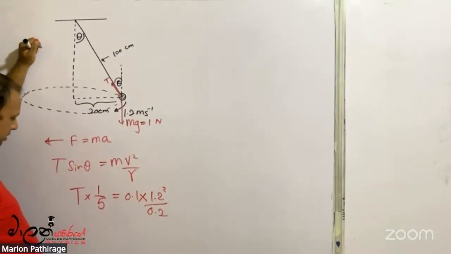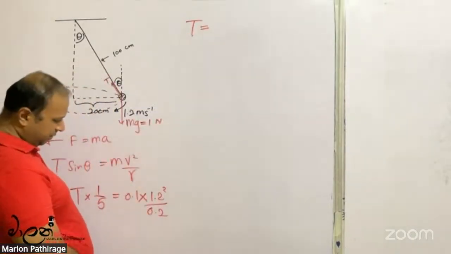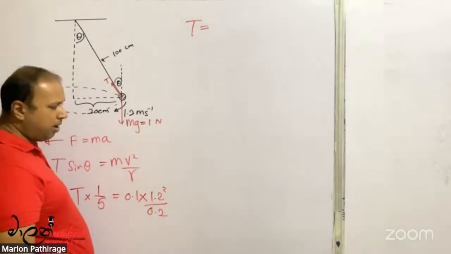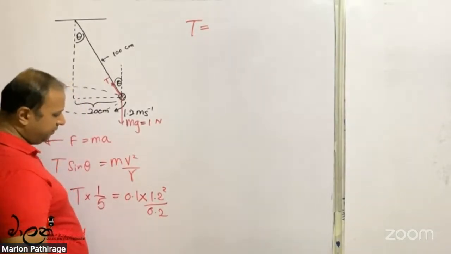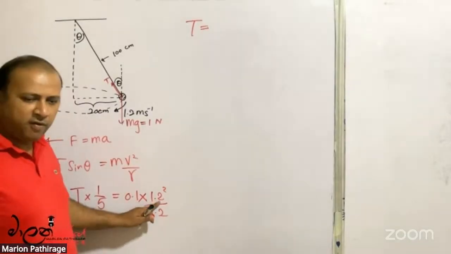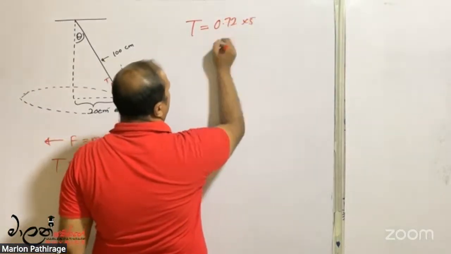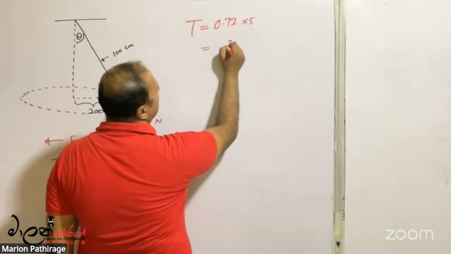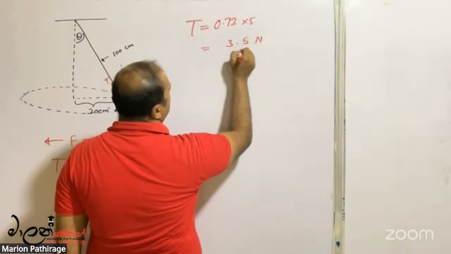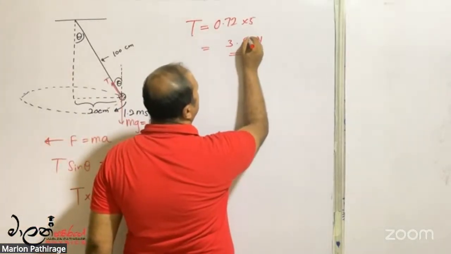So T is equal to 1.44 over 2, which means 0.72, times 5. When I multiply, you get 3.6 Newton. 3.6 Newton.